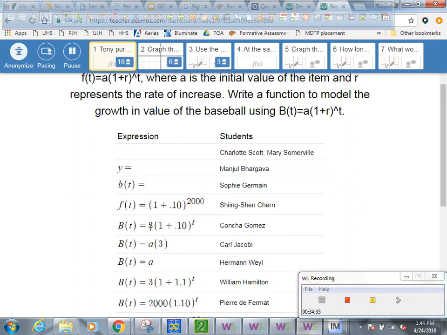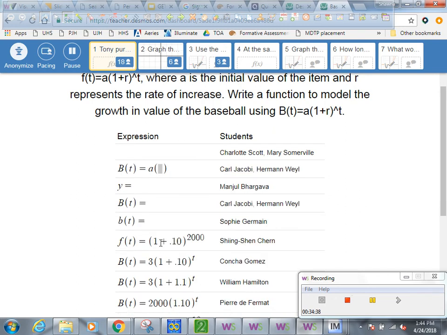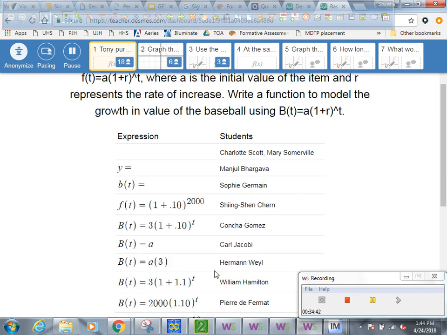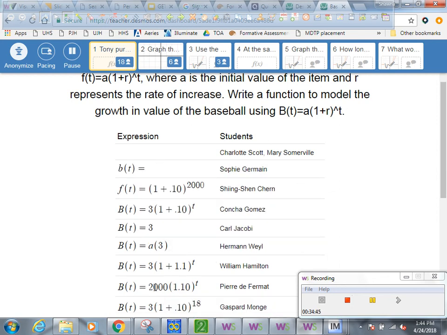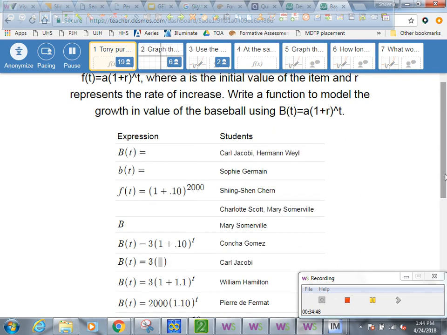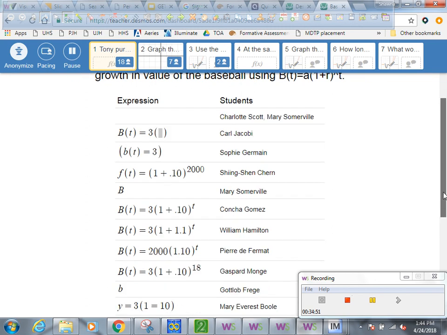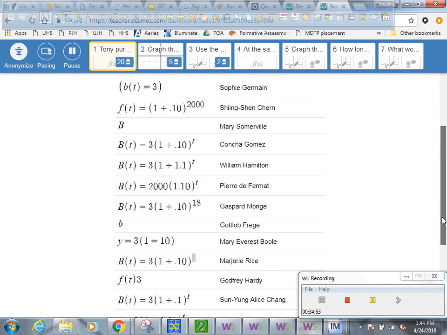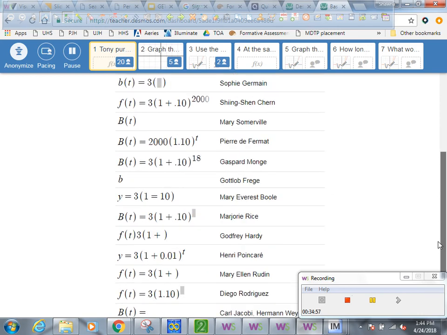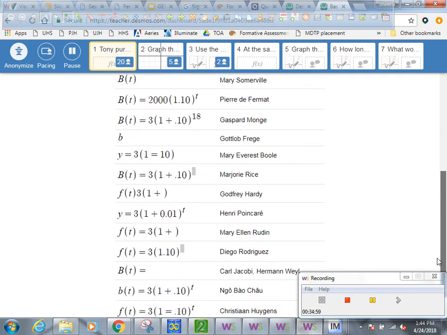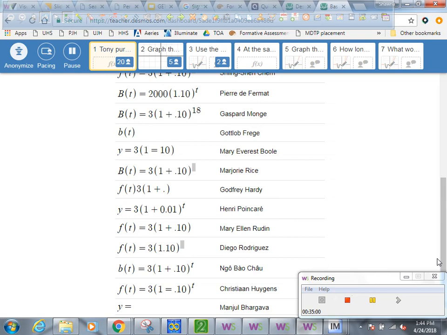What about this one? 3 times, this one looks good. No, this one looks good, right? What about this one? That one's wrong. Are we seeing where we should be changing these? To the T.